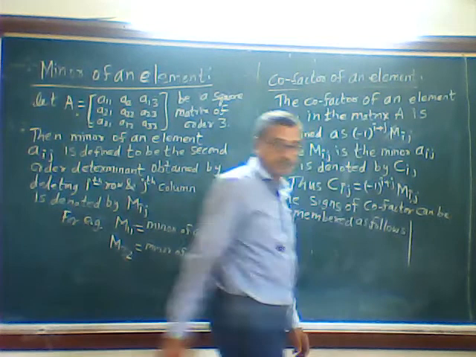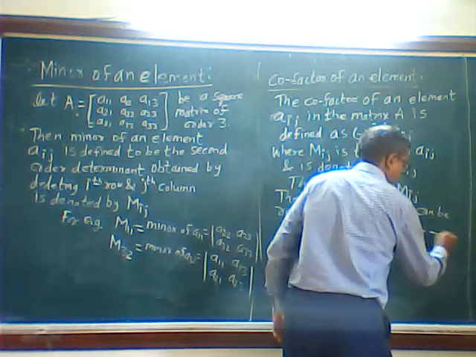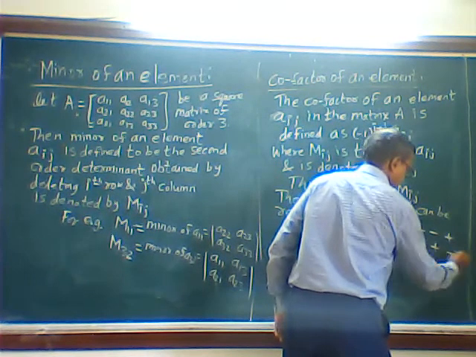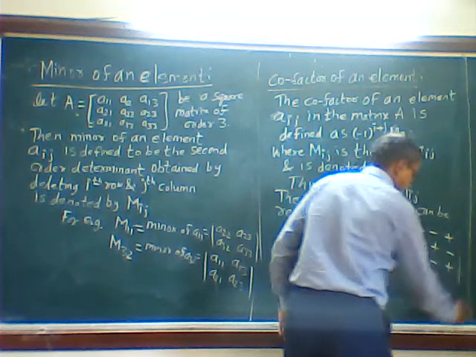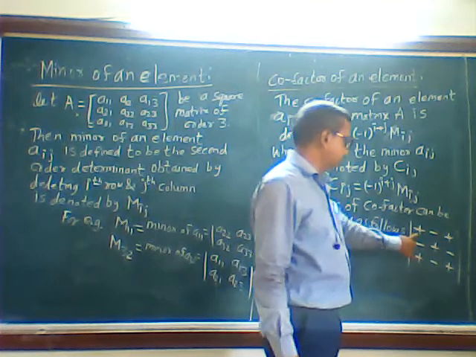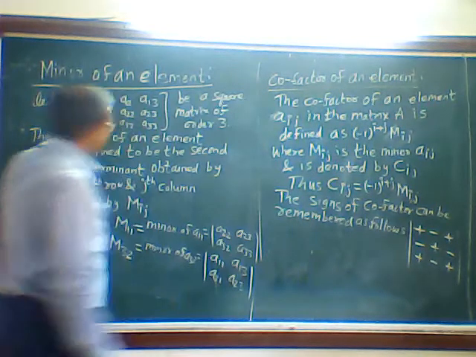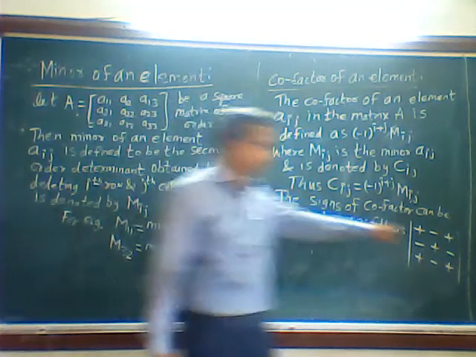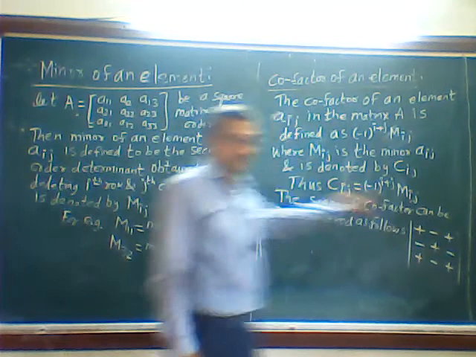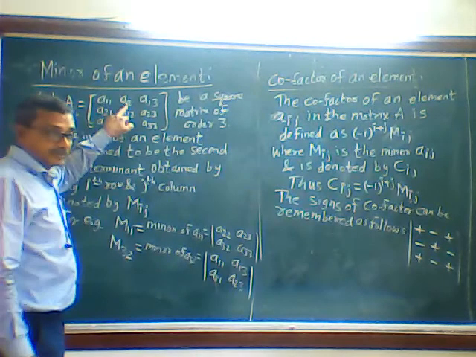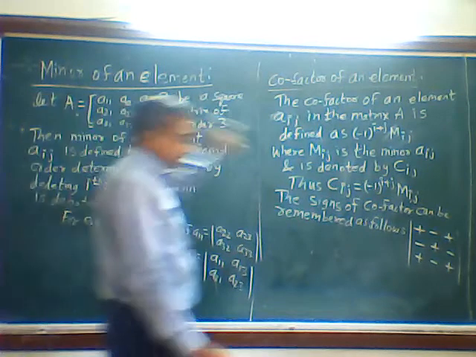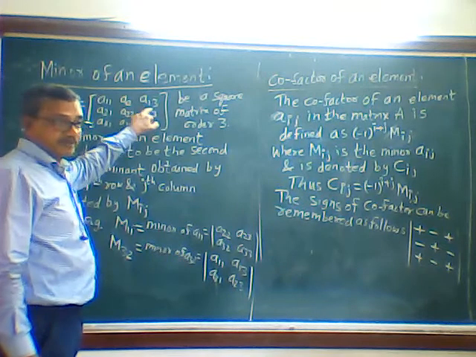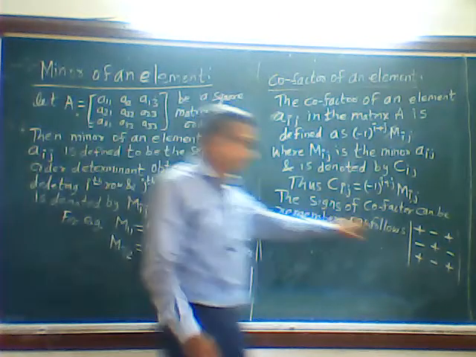Here, how to remember? I tell you. Plus, minus, plus, minus, plus, minus, plus, minus, plus. How has it come? See, I will tell you. Why is this plus? This is the element A11. Here 1 plus 1 is 2, and 2 is an even number. That's why it is plus. Next, minus. That is A12. 1 plus 2 is 3, an odd number. That's why it is negative. Then plus again. A13. 1 plus 3 is 4, an even number, positive.